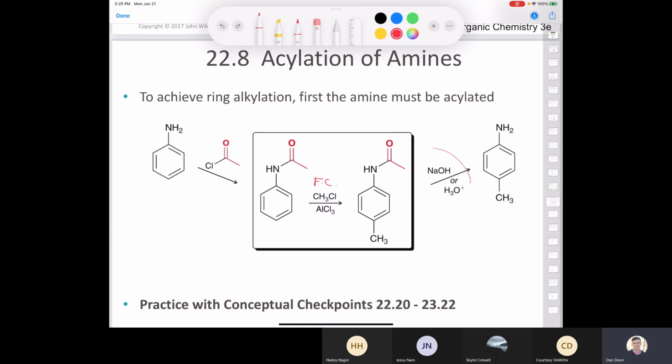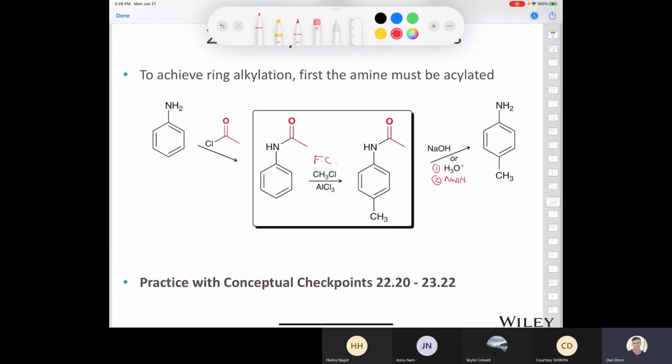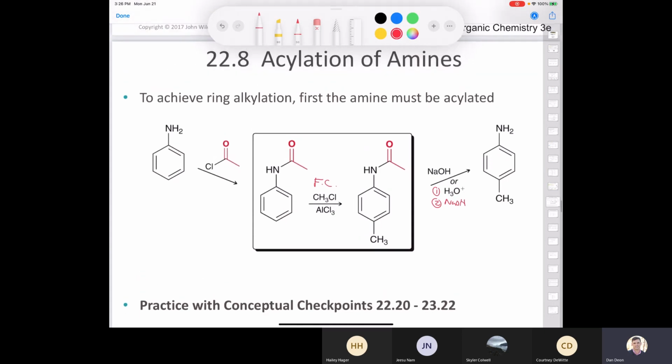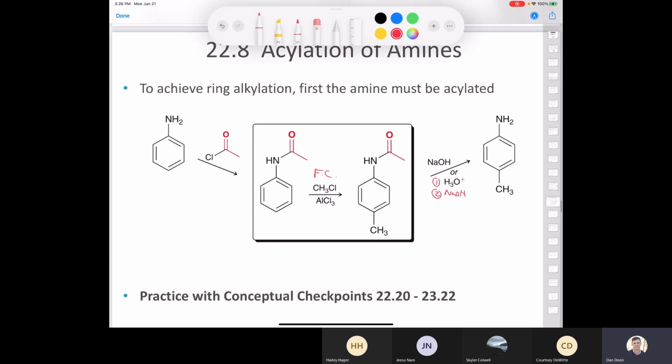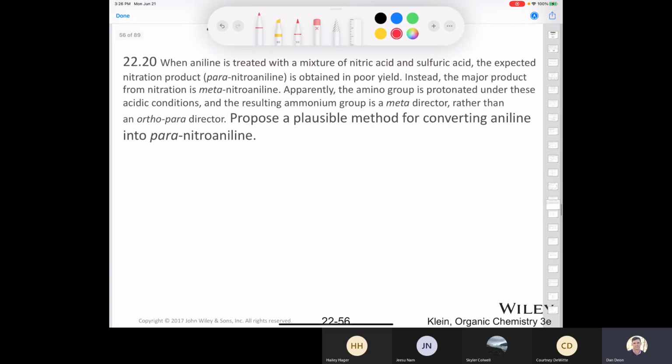We can do our Friedel-Crafts, and then we can remove the acyl group. We can either use sodium hydroxide, or we could use water followed by sodium hydroxide. So again, the same thing applies. Harsh conditions for the hydrolysis, but hey, it'll work. So these are the two examples of when you've got to know to do the acylation of an amine. So very specific examples. Let's take a look at some practice problems.